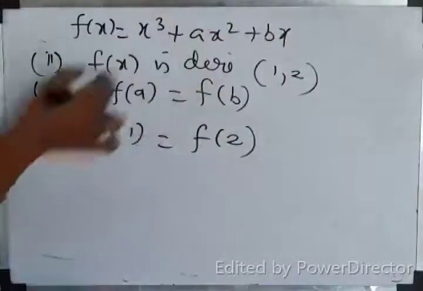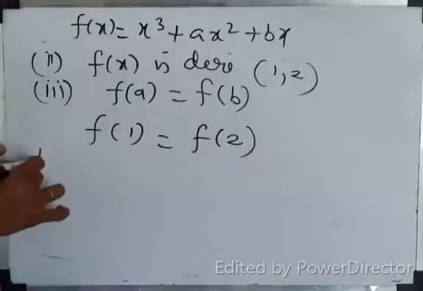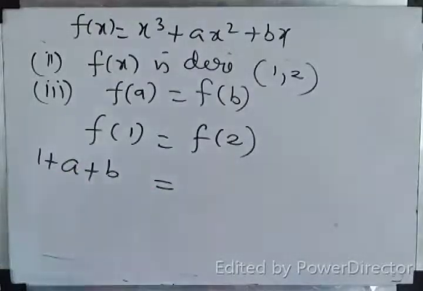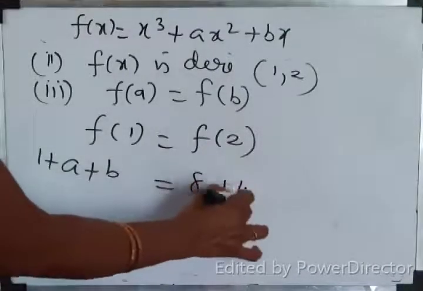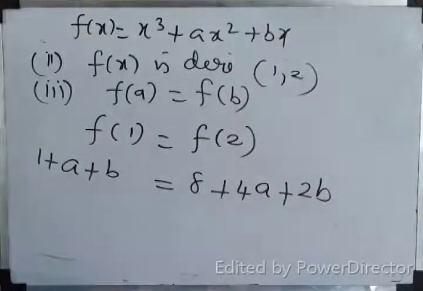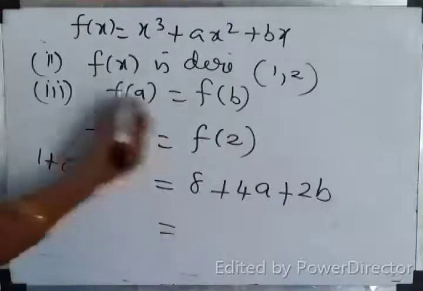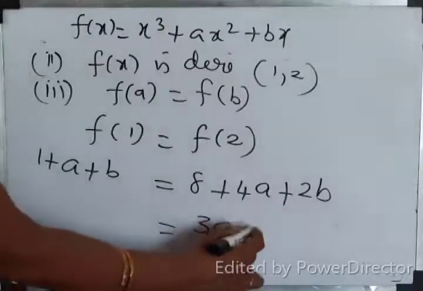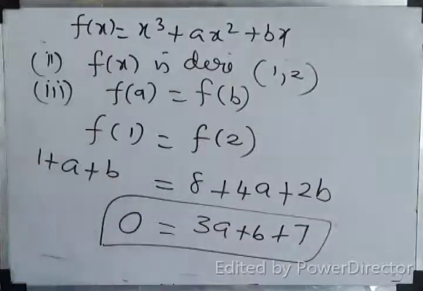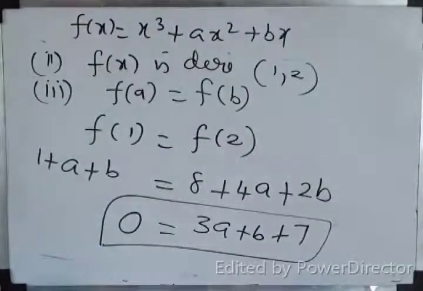Substitute now 1. If you substitute 1, what will you get? 1 plus a plus b, which is equal to, if you substitute 2, 8 plus 4a plus 2b, am I right? Yes. a plus b plus 1 equals 4a plus 2b plus 8. Correct. If you bring the other side, what will you get? 3a plus b plus 7 equal to 0. This is equation number 1.